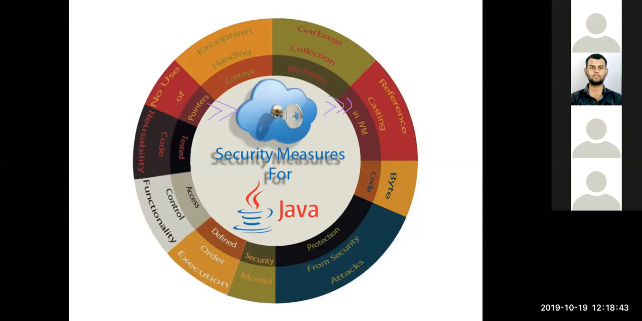It has defined order of execution. It has access control functionality. It basically has reusability, code reusability. It doesn't have pointers. So these are different security measures of Java. When you write Java code, you will be able to understand those features in more detail.